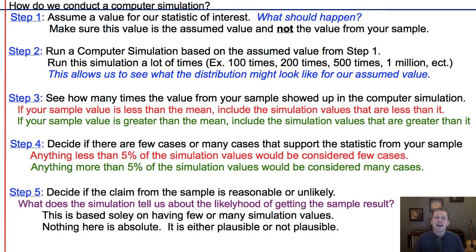Finally, in the last step, find if the claim is reasonable to happen or unlikely. In ours, we're trying to decide, is the coin fair or is it possible that something shady went on? What does the simulation tell you about the likelihood of getting the result in the sample? This is based solely on having few cases or many cases. Nothing here is absolute. There's no "this definitely should happen" or "this definitely should not happen." It's either very possible or not very possible, and it's not based on a hunch. It's clearly based on the data from the computer simulation.